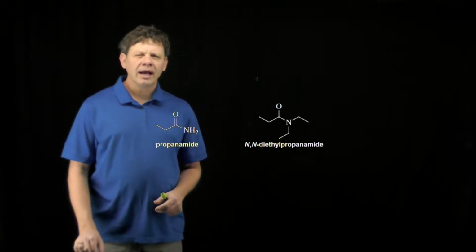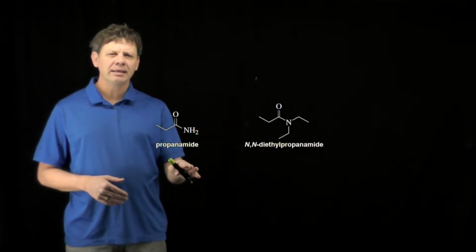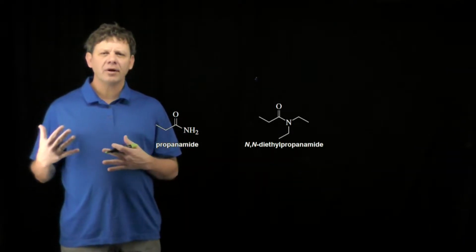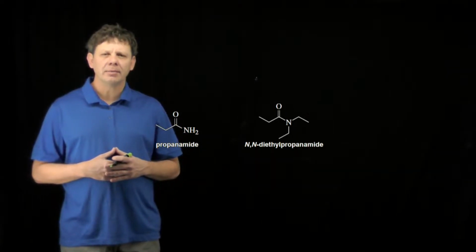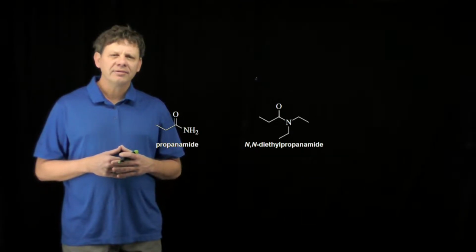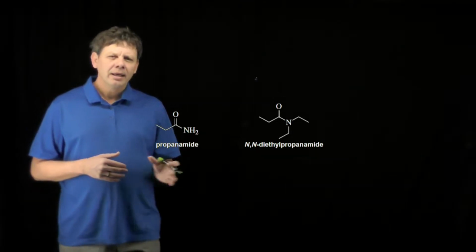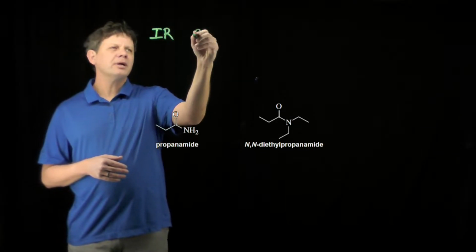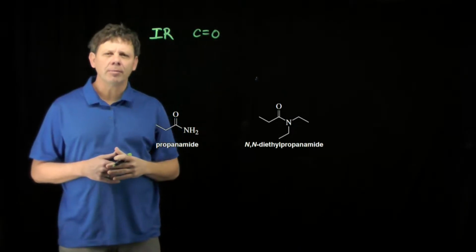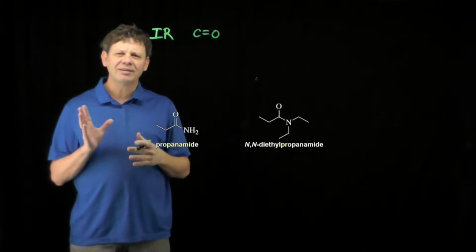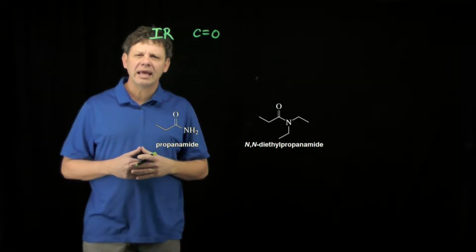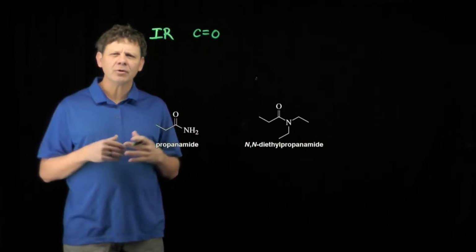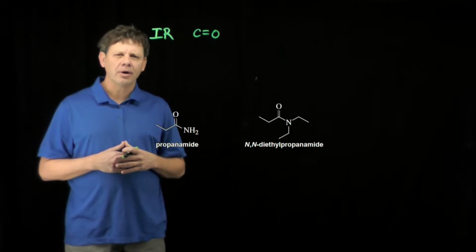In this assessment, we're asked to tell how propanamide and N,N-diethyl propanamide will differ in their IR and proton NMR spectra. Let's start with IR. Both of them are going to have a carbon-oxygen double bond, a band around 1715, probably more like 1685, given that they're amides. So they'll be the same in that regard.